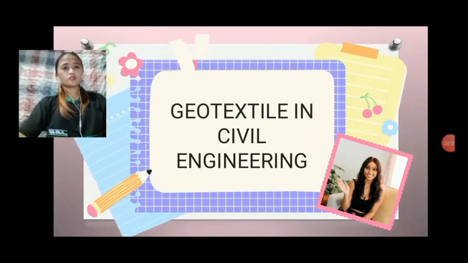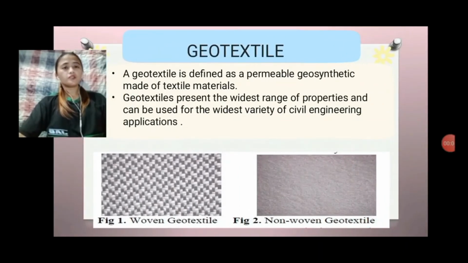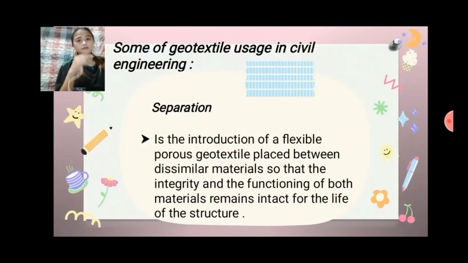Geotextile in civil engineering. A geotextile is defined as a permeable geosynthetic made of textile materials. Among the different geosynthetic products, geotextiles present the widest range of properties and can be used for the widest variety of civil engineering applications. So there are some geotextile usages in civil engineering.